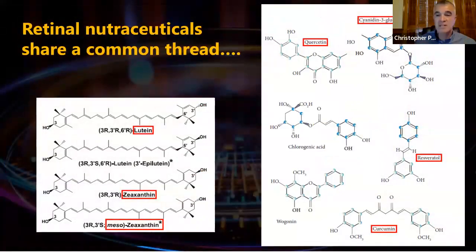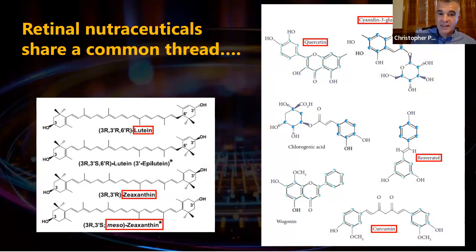So really just stepping back, whenever you're thinking retinal nutraceuticals, whenever you're thinking what can be effective at the retinal level, I put the red boxes around. Essentially on the left, those are the retinal carotenoids. We'll talk about the xanthophyllic carotenoids in a moment. And on the right, those are the polyphenols. So cyanidin, that's anthocyanin, the active component in blueberries.